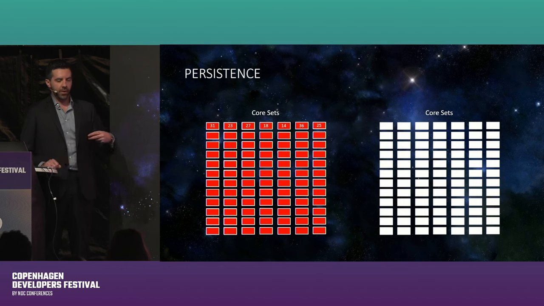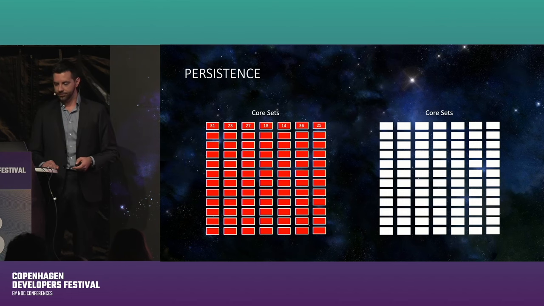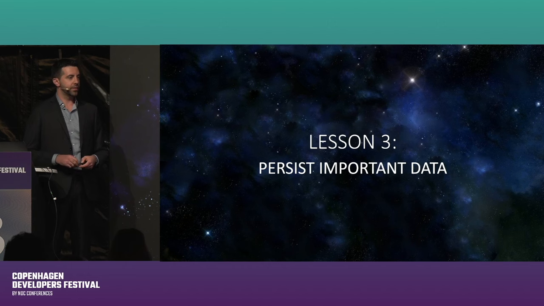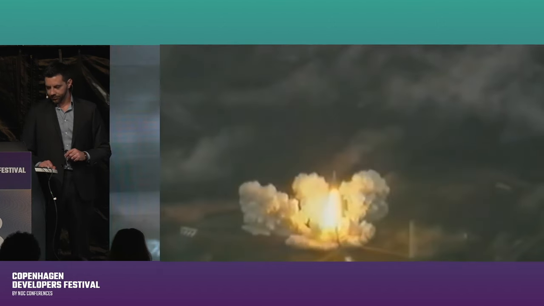So this ability to have a memory that persists over time, or any kind of important data that persists, was a critical feature of this flight, or of this computer, that allowed that flight to succeed. So lesson 3 is persist your important data. And I can show you what happens if you don't.